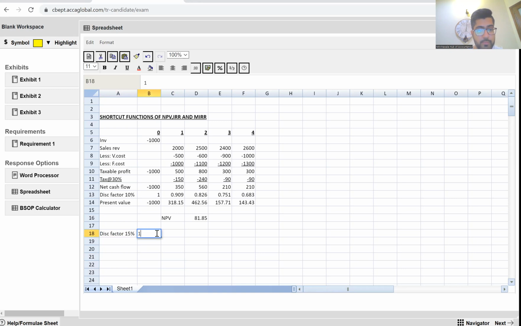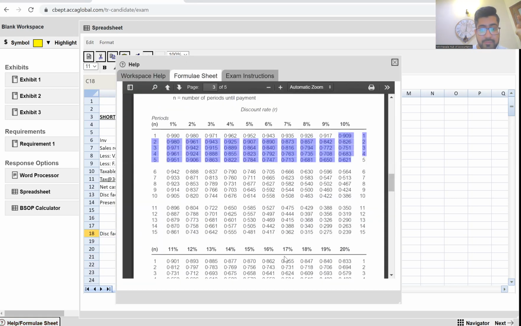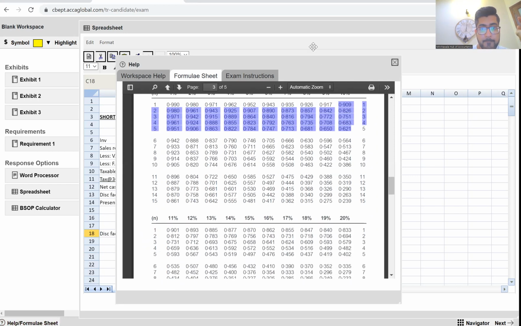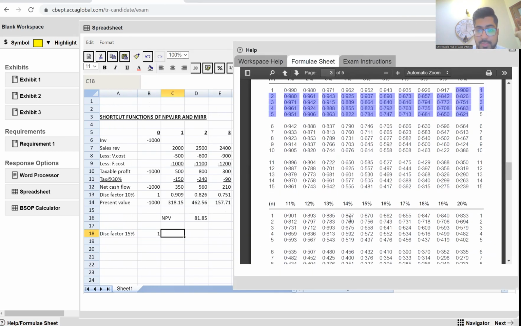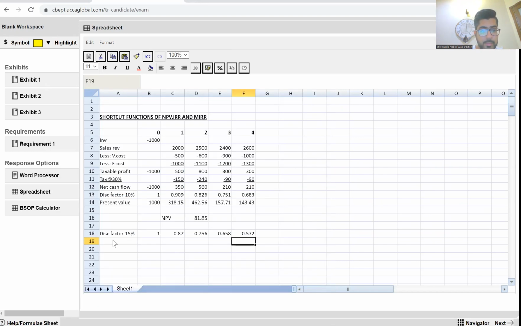So let's suppose you make discount factor 15%. Now factor at year 0 is 1. For 15%, again go in formula sheet, and at 15%, I am seeing them as year 1, 0.870, 0.756, 0.658, and 0.572. Okay. Now again, net cash flows into discount factor gave you present values. So now net cash flow is B12, asterisk, B18, and then drag it.